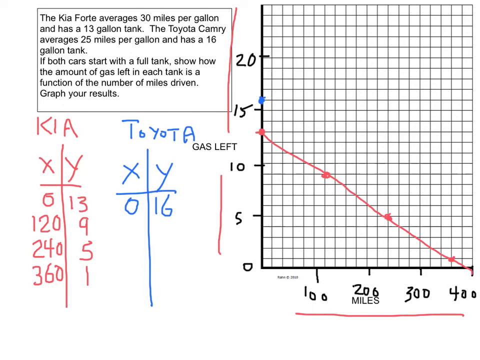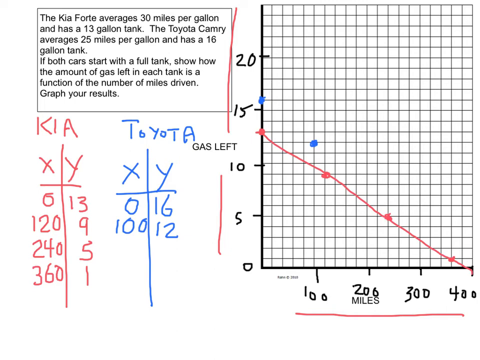So let's say the Camry goes 100 miles. How many gallons will it use? Well, 100 divided by 25 is 4. So yes, it would use 4 gallons. That means there'd be 12 gallons remaining. So X equals 100, Y equals 12 is right there.